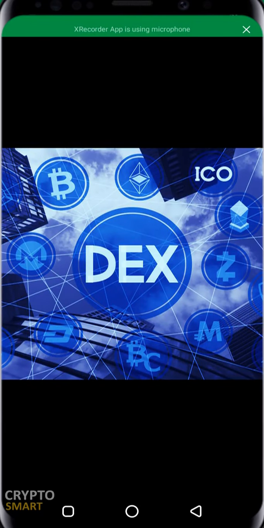It's very, very easy for you to understand. One of the key features of a decentralized exchange is that you are the sole owner of your security. I'll make a video on how to use PancakeSwap.